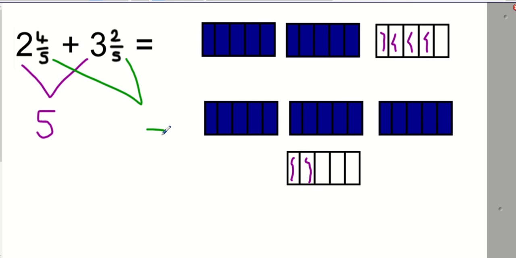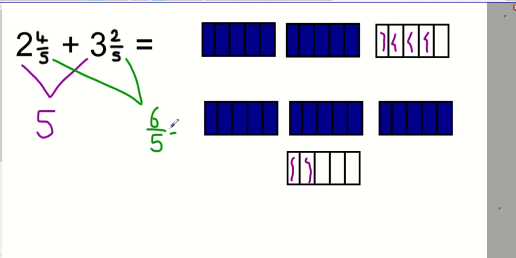We know the denominator stays the same. Both fractions in the question need 5 parts to make a whole. So in one we've got 4 parts, in the other one we've got 2 parts that are left over from the wholes. So 4 add 2 is 6. I've done that by adding 4 to the 2, and I can also count up the ones we've coloured in purple. It makes 6.